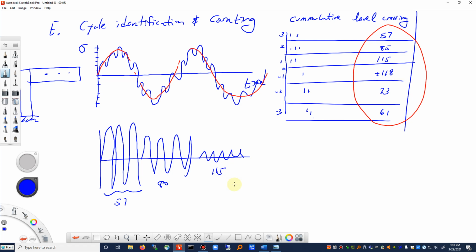Okay, well, that's not really what we have going on in that time history. And there are certain histories that can kind of fool this cumulative level crossing type analysis. Okay, so I'm not going to spend a whole lot of time on cycle identification methods that don't work in every single instance.